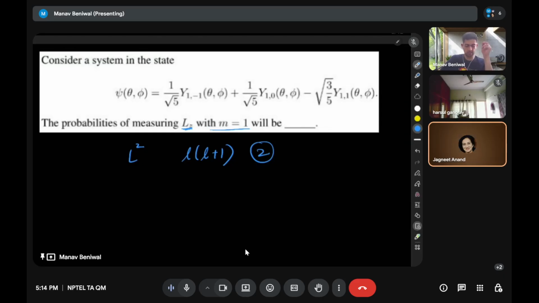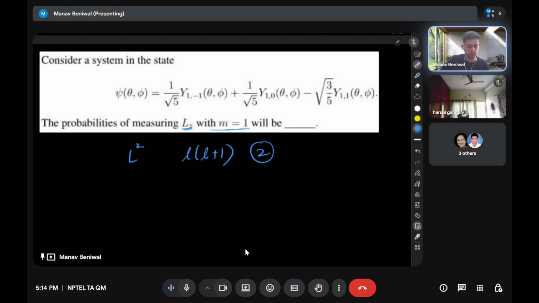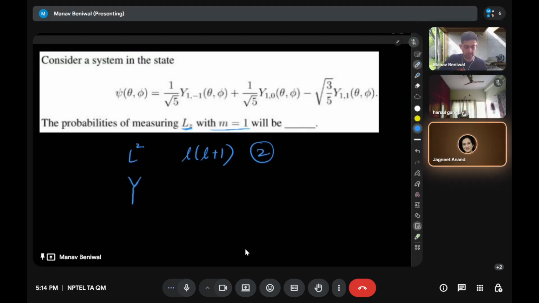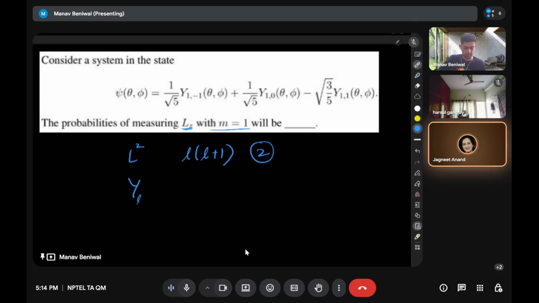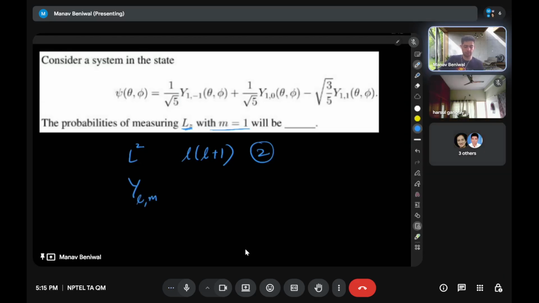Lz. So you notice that this is written in terms of Y, right? This Y_LM. Where have you seen this Y? This is from the hydrogen atom. These Y_LM are called spherical harmonics, right? The question just assumes that the reader is aware of this notation, and just looking at these Y's, he'll understand that here we have 1, 1, 1, and -1, 0, 1.